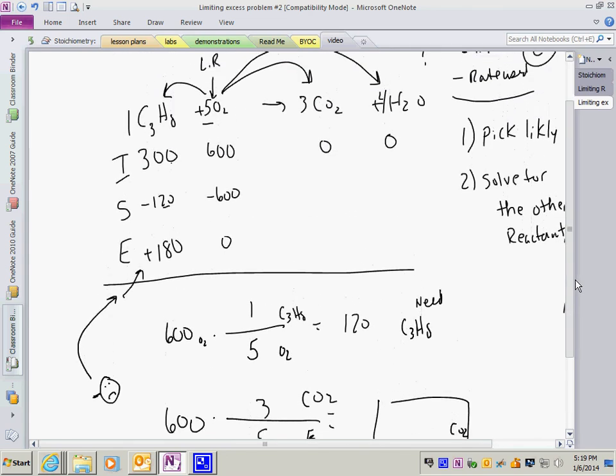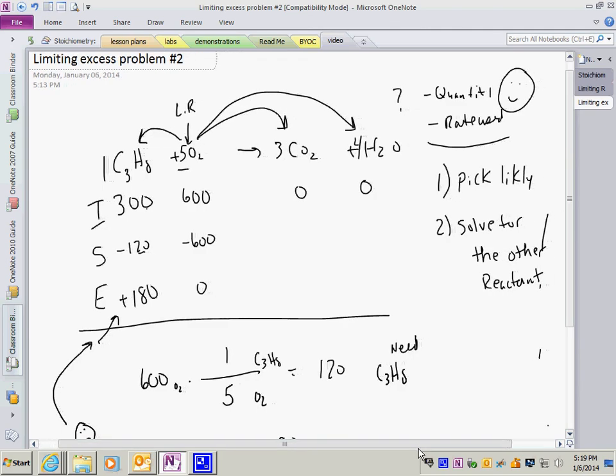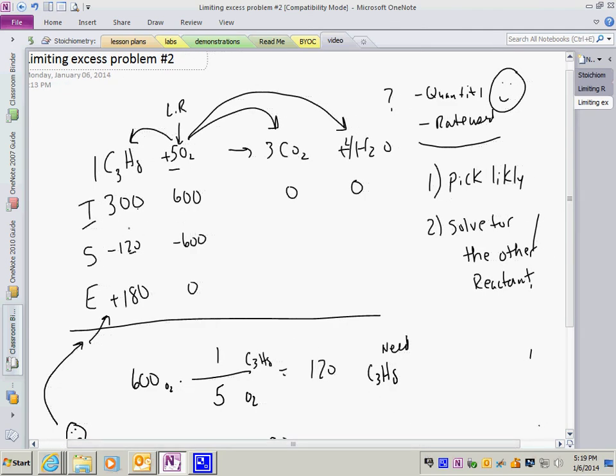So, just one example of how to determine a limiting reactant based off of the fact that you have two competing reactants. This guy would be the excess, and there, how much excess is there? 180 particles. All right, that is a very basic introduction to limiting and excess reactants.